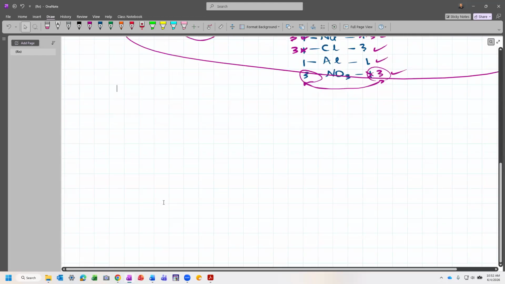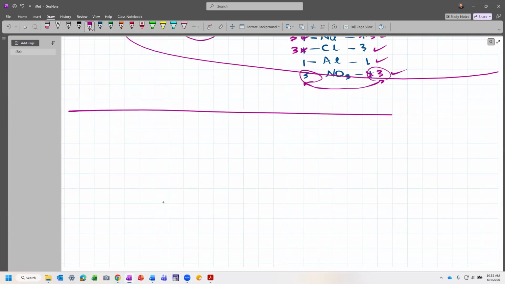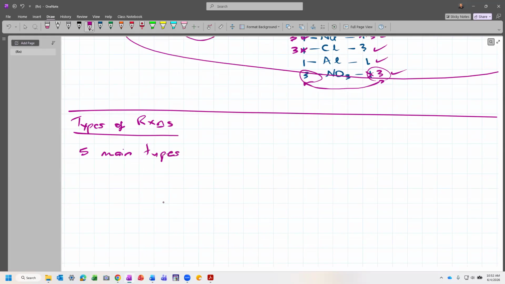All right, next I'm going to take a look at the different types of reactions as well. And there are 5 main types that you may have seen before. And we're going to take a look at some other types of reactions a little bit later on in General Chemistry 2. So let's just quickly review the 5 main types you've seen previously. So the first one is called combination, or sometimes it's called synthesis.